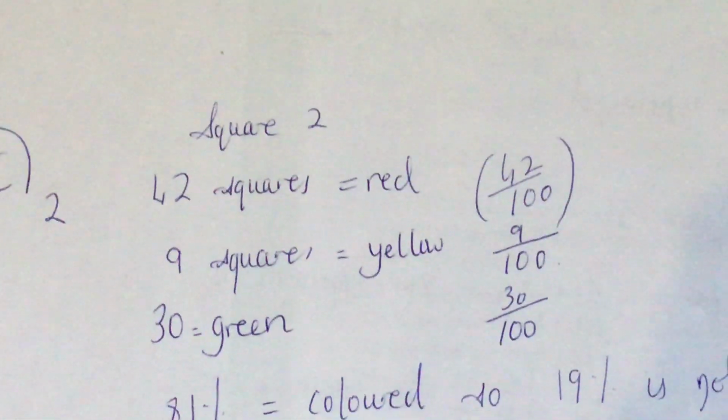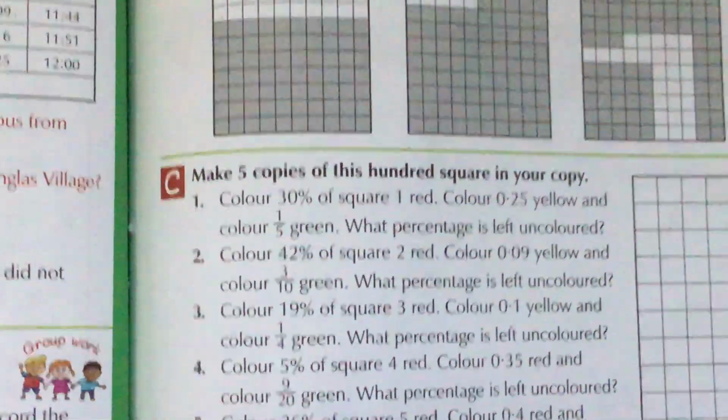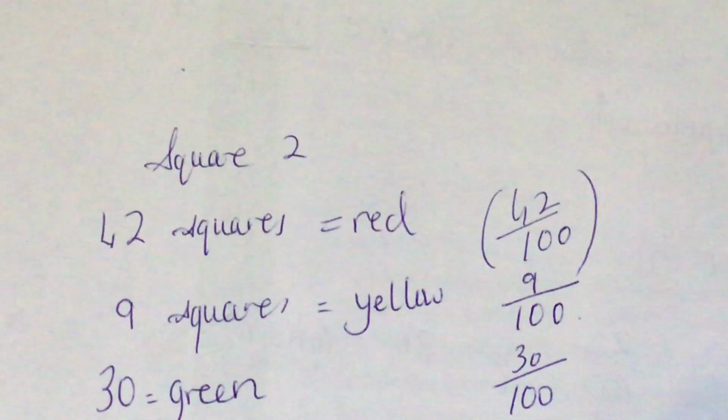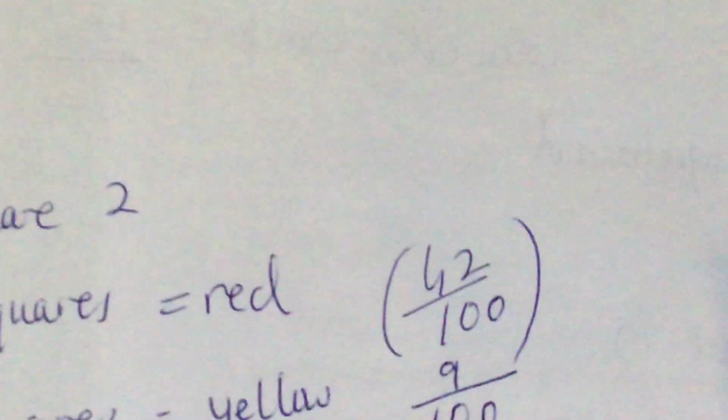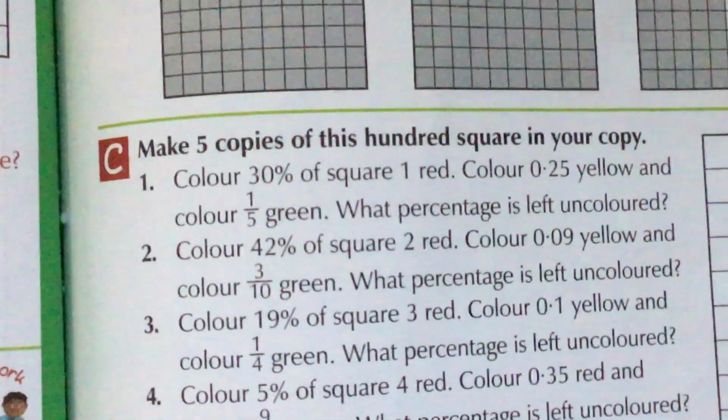C2, where we have 42 squares. So it says 42%, that's per 100, are red. So if it's 42% per 100, that's 42 out of 100. So 42 squares are red, straightforward. So that's 42 out of 100, or 42 hundredths is another way of saying it. Okay.